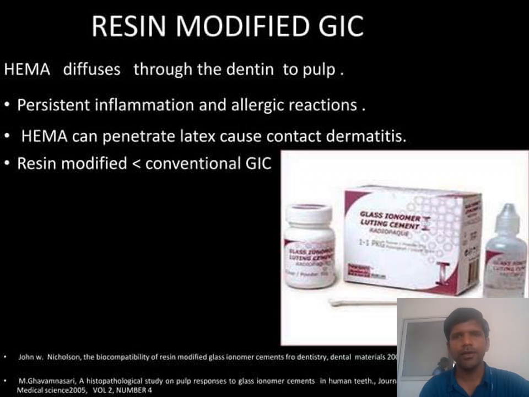Coming to resin modified glass ionomer cements, hydroxyethyl methacrylate diffuses through the dentin into the pulp. Persistent inflammation and allergic reaction can be seen. It can penetrate latex and cause contact dermatitis. Resin modified is better than conventional GIC in biocompatibility.